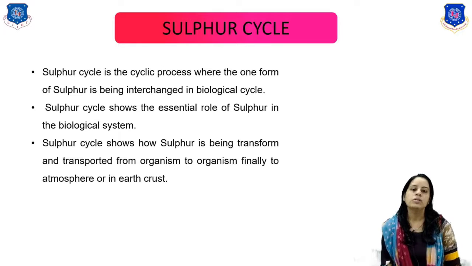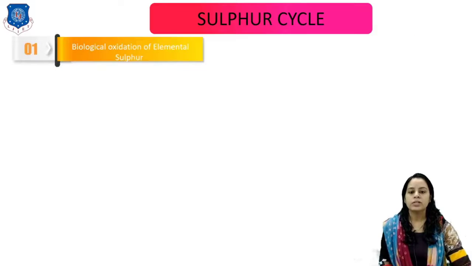Okay, so what is the sulfur cycle? The sulfur cycle is the cyclic process where one form of sulfur is interchanged in the biological cycle, right? So basically, it shows the essential role of sulfur in the biological system. The sulfur cycle shows how sulfur is transformed and transported from organism to organism, finally to the atmosphere or the earth crust, right? Here the various steps of the sulfur cycle are given.